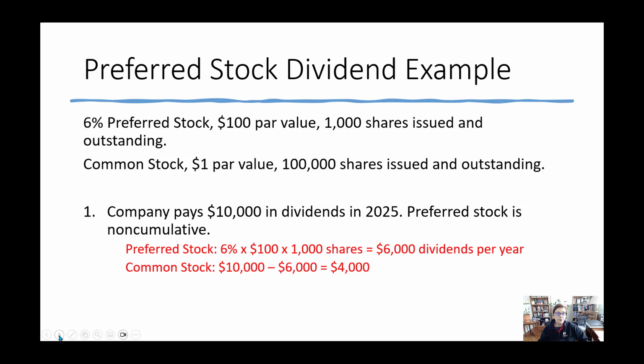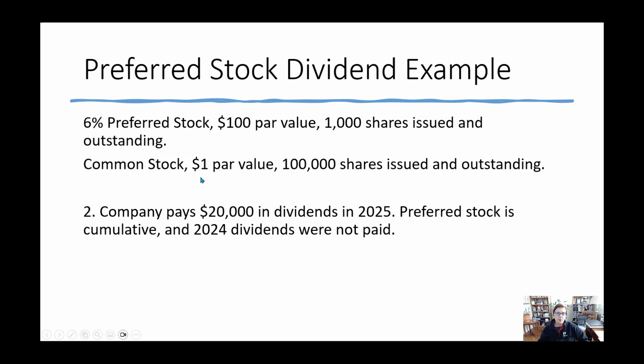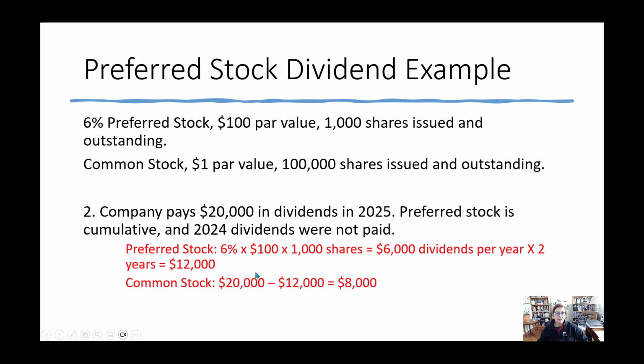Now let's see what happens with cumulative stock. So we're looking at the same stock here, but now instead, let's say that the company pays $20,000 in dividends. Preferred stock is cumulative, and 2024 dividends were not paid. So remember, if it's cumulative and the dividends weren't paid last year, they have to make up those dividends before paying common stockholders. So in this case, the preferred stockholders, again, remember they get $6,000 per year, but they are going to get paid 2 years.